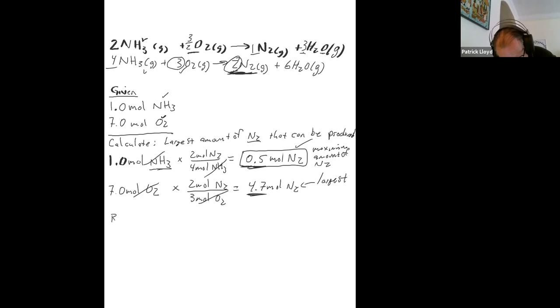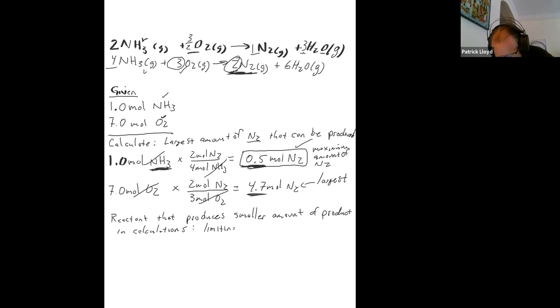The reactant that produces the smaller amount of product in your calculations. Okay, so in that case, that would have been the ammonia, right? The ammonia gave us a smaller amount of nitrogen. We call that the limiting reactant. Okay, it's called the limiting reactant, the reactant that gives you the smaller number in your calculations.